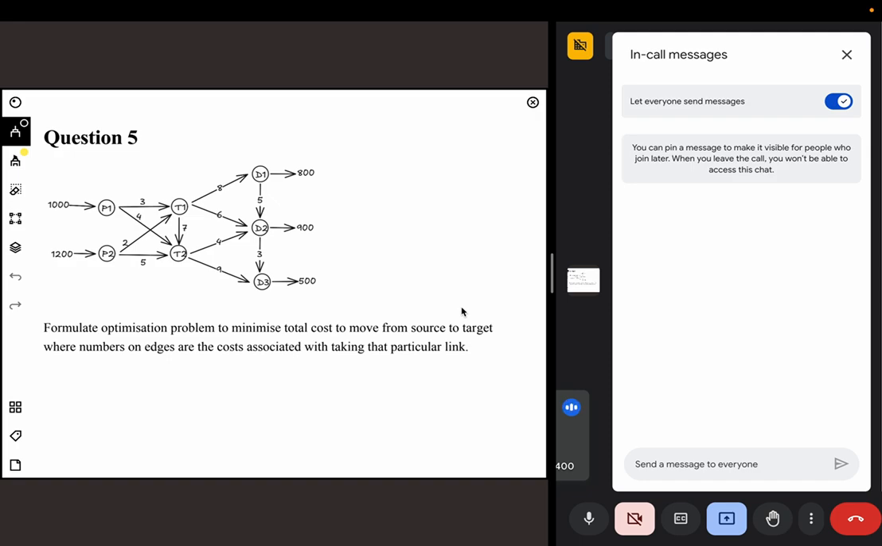So we need to formulate the optimization problem to minimize the total cost to move from source to target, where numbers on edges are the costs associated with taking that particular link. So essentially, I want you to write down all the equations in the form that we have written before so that you can solve them. So where do I start? What will be my equations? What is the variable that I'm trying to solve?